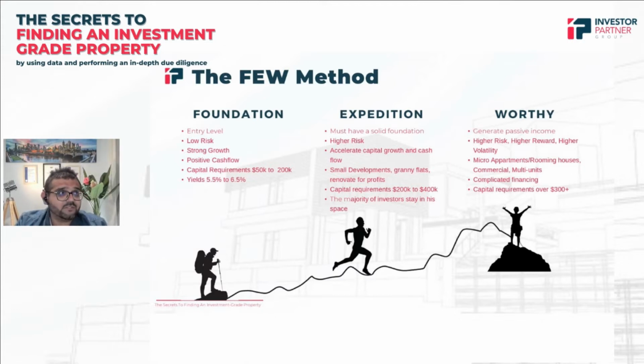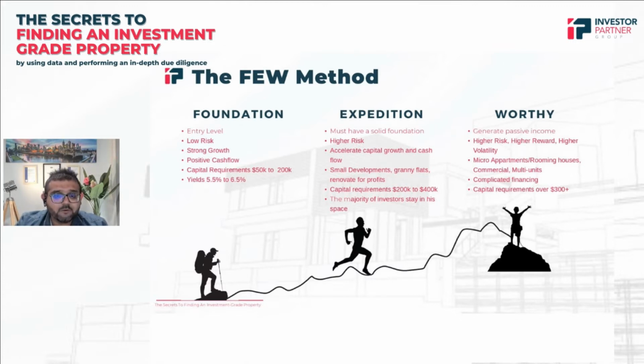Now, what does FEW stand for? F is for foundational properties. F is also for first-time buyers or first-time investors. E stands for expedition properties, which are for experienced investors. And W stands for worthy properties, which is for high net worth investors.